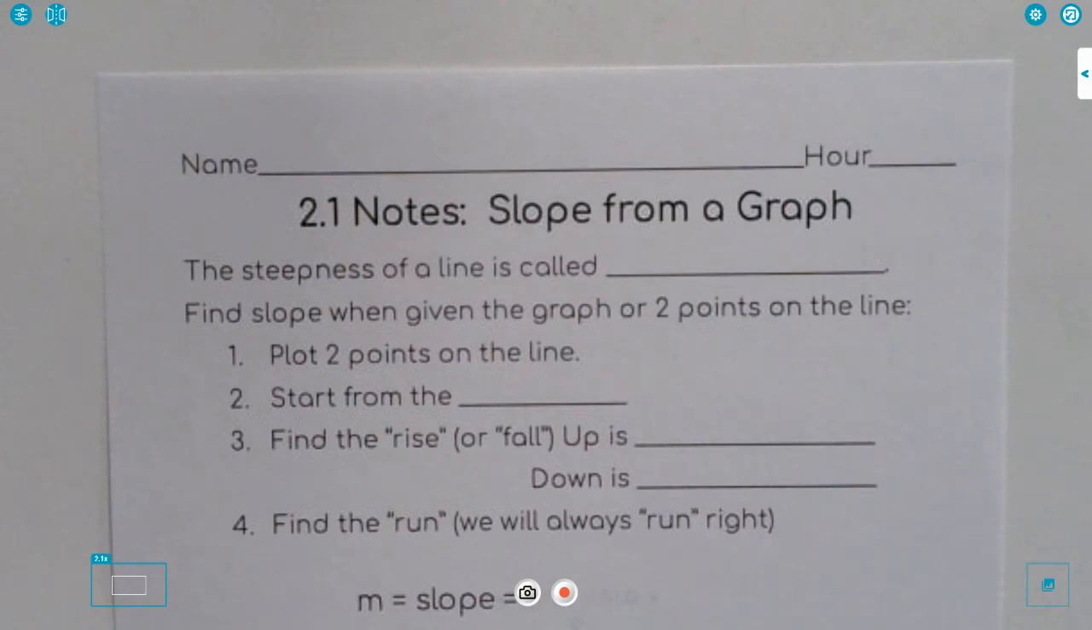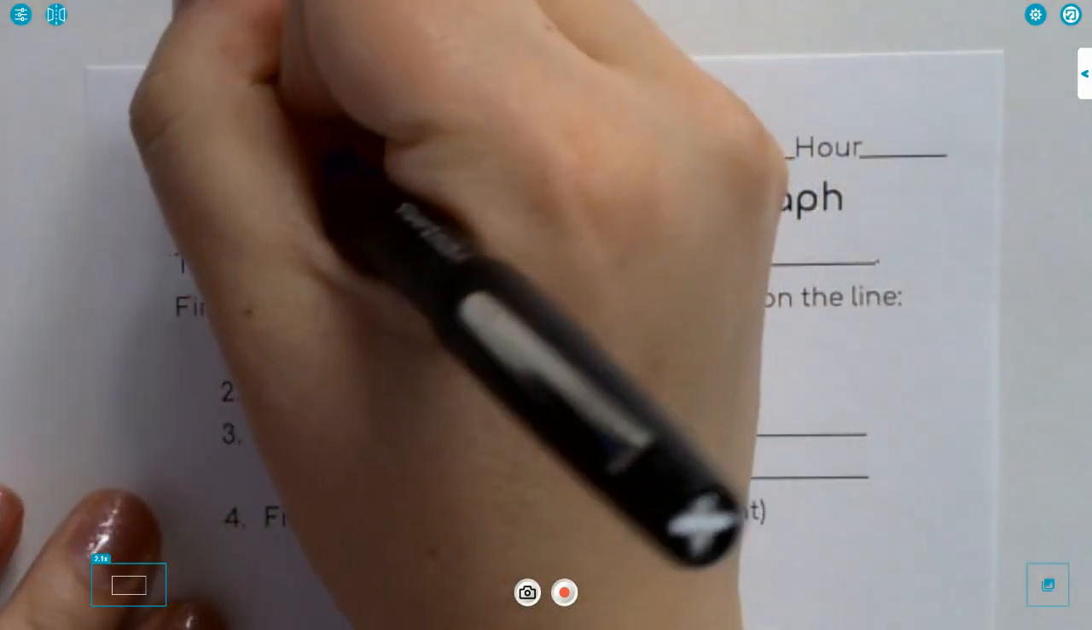So today we are finding slope from a graph. So go ahead and throw your name on here. These will get glued in.